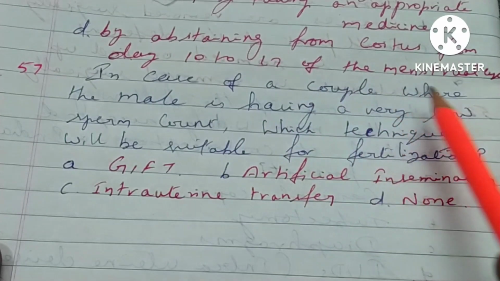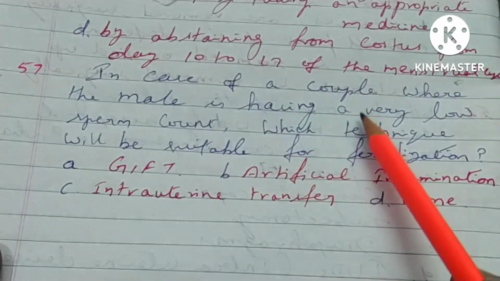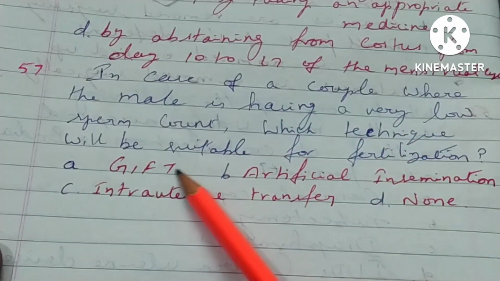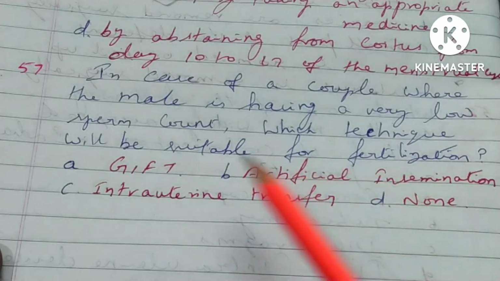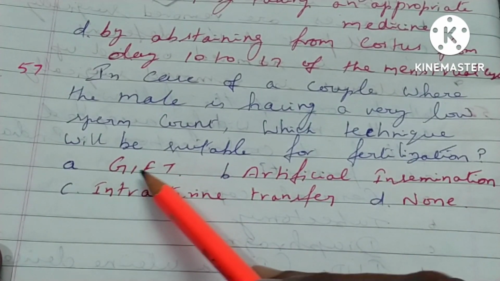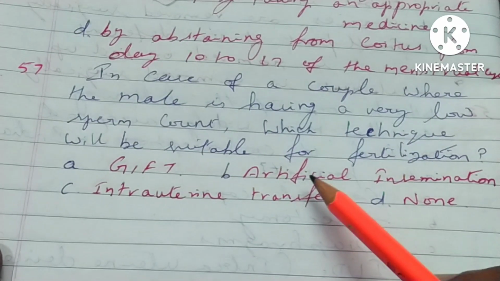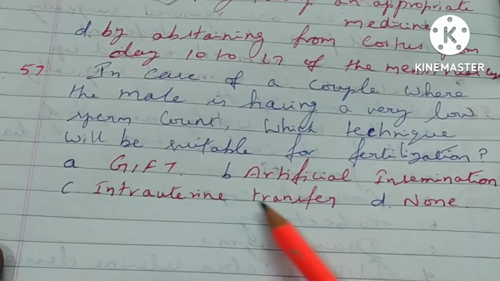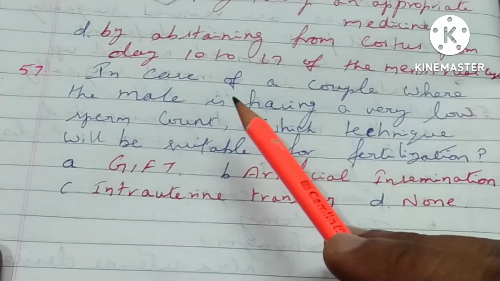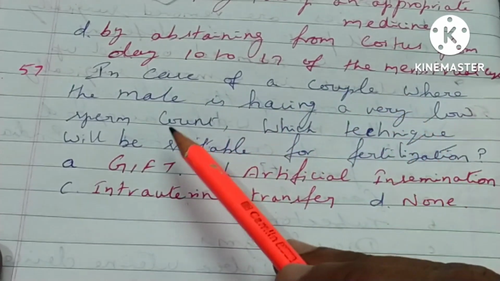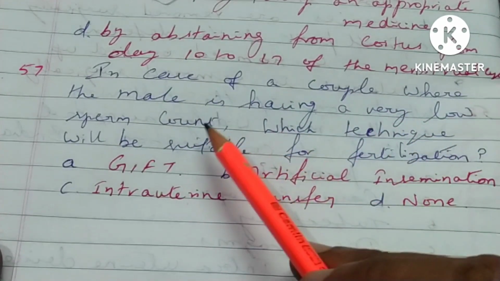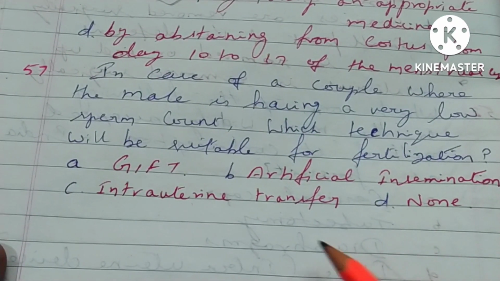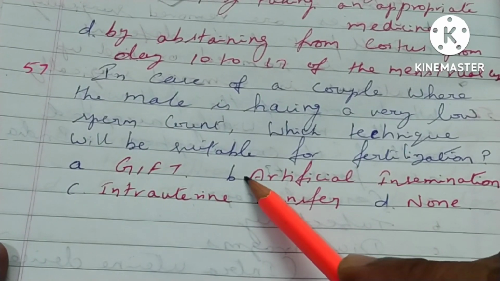In case of a couple where the male is having a very low sperm count, which technique will be suitable for fertilization? Option A, gamete intrafallopian transfer. Option B, artificial insemination. Option C, intrauterine transfer. Option D, none of this. The answer is artificial insemination, the technique followed.